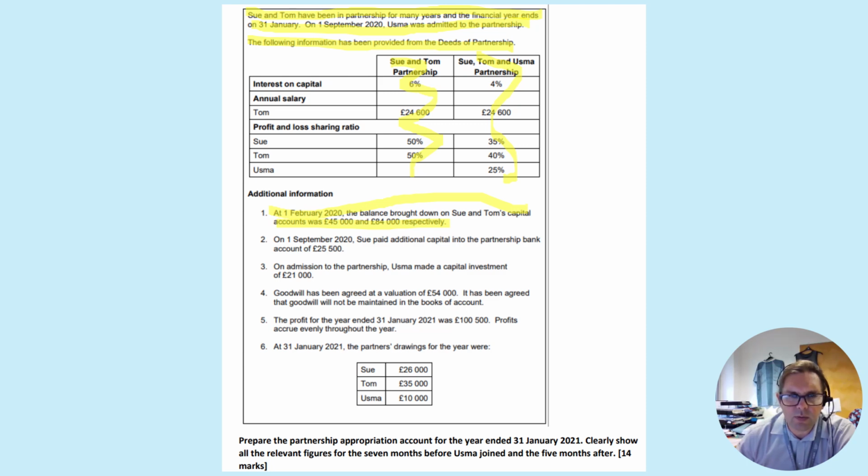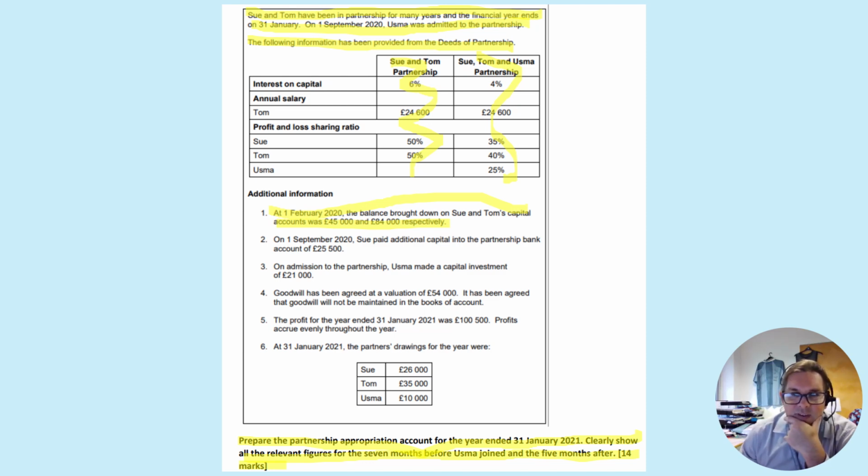September. Now what helps us with this is if you look at the question, it says prepare the appropriation account for the 31st of January 2021. Clearly show all the relevant figures for the 7 months before Uzma joined and the 5 months after, 14 marks. So basically the original capital figures will help us to calculate interest on capital for the first 7 months. You don't even have to get your fingers out. How many months is it? It's telling you. So you've got the first 7 months and then you've got the remaining 5.